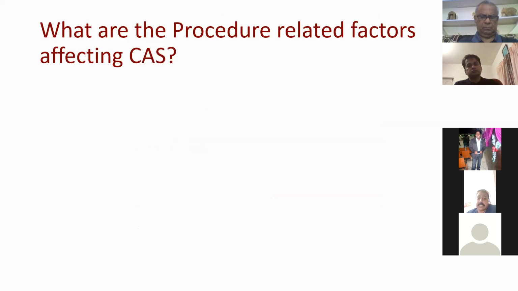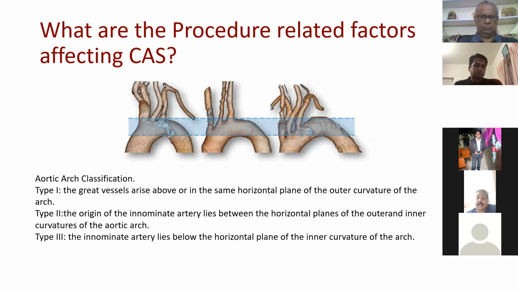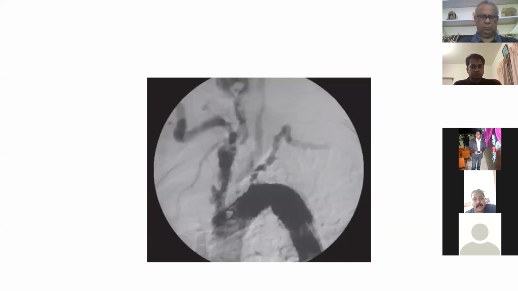And what are the procedure-related factors for CAS? Basically the type of aortic arch. There are type 1, 2, 3 arches. In a type 3 arch, where all the major vessels originate below the horizontal line, there is high risk for complications during the procedure, like sheath slipping and cannulation problems. This is what is called the shaggy aorta, which is considered a contraindication for CAS.